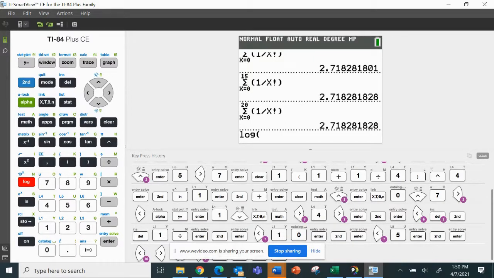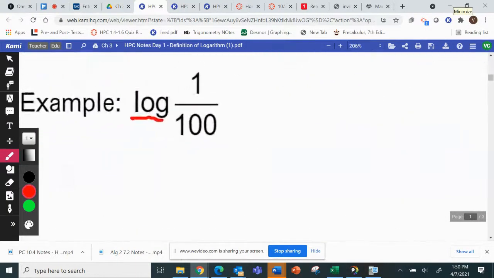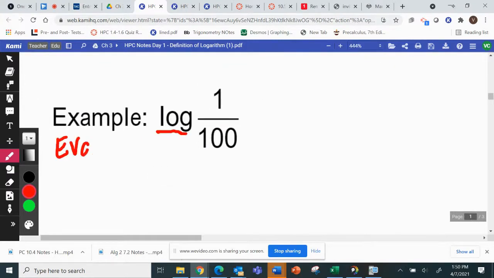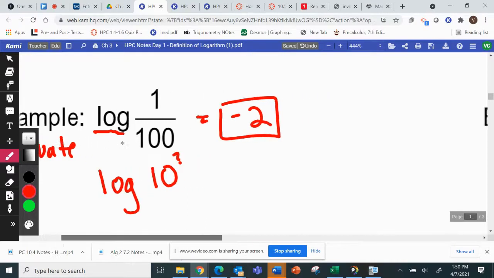A base of 10, and they're inverses of each other. Not coincidental. Okay, so let me evaluate this together. To evaluate, we don't change the base of the log, we change the big number. We change 1/100 to a base of 10. So 10 to what exponent is going to be 1/100? -2. So that's the evaluated log of 1/100th.